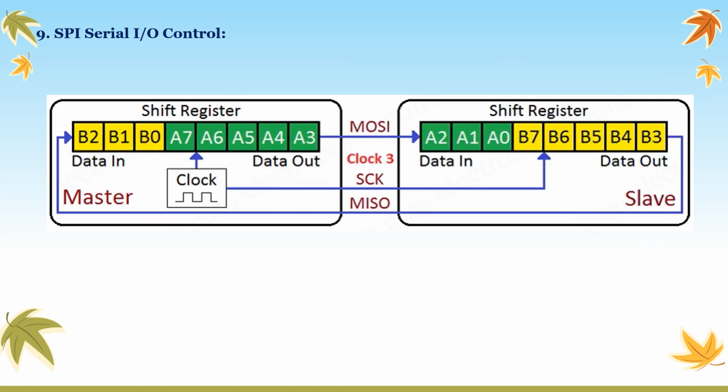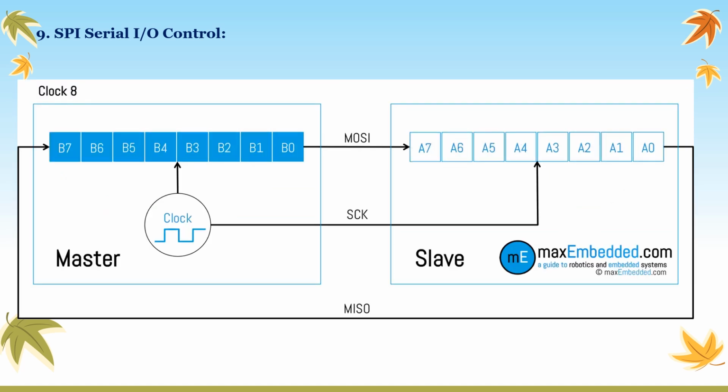SPI, Serial Peripheral Interface, is an interface bus commonly used for communication with flash memory, sensors, real-time clocks, analog to digital converters, and more. The Serial Peripheral Interface, SPI, bus was developed by Motorola to provide full duplex synchronous serial communication between master and slave devices.